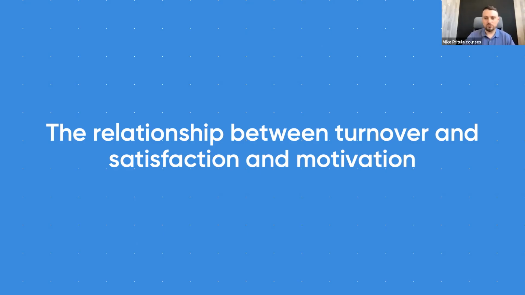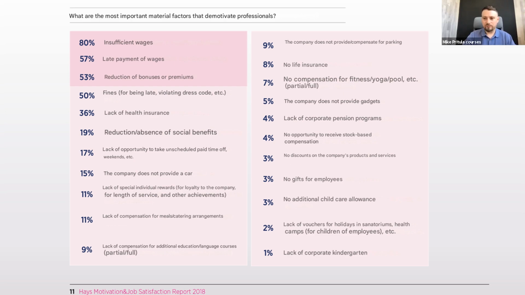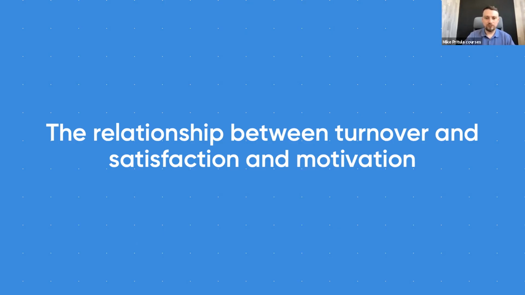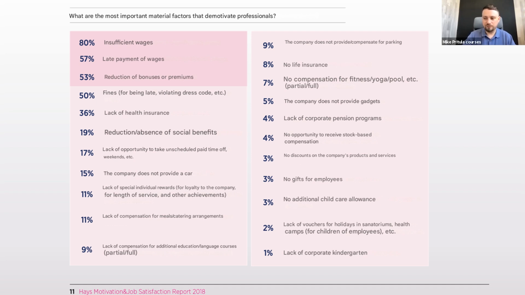Next, the connection between turnover, satisfaction, and motivation. So there is a very strong correlation between turnover, satisfaction, and motivation. Because people who are dissatisfied with their work, people who are not motivated, they will leave. So let's look at the most important material factors that demotivate professionals. Here's another company study. The non-material factors will be on a separate slide. Let's take a look here.